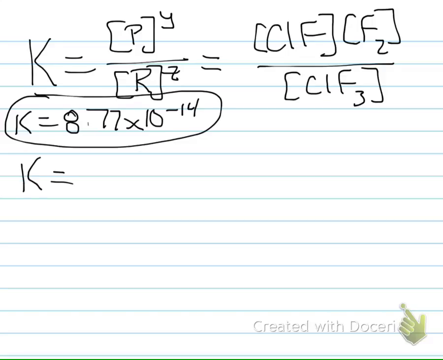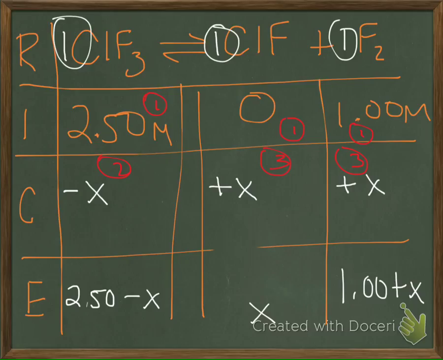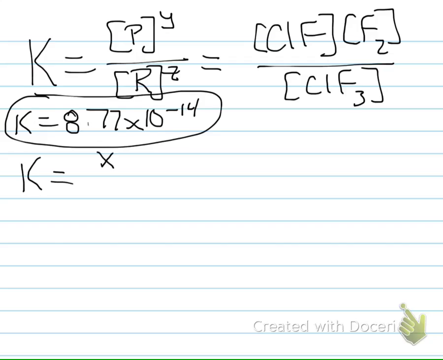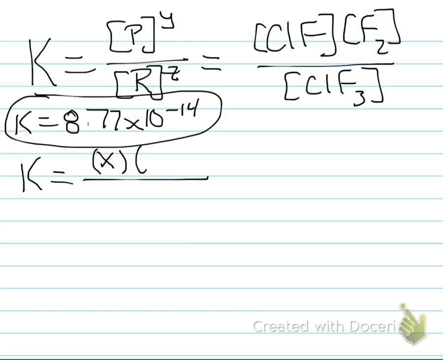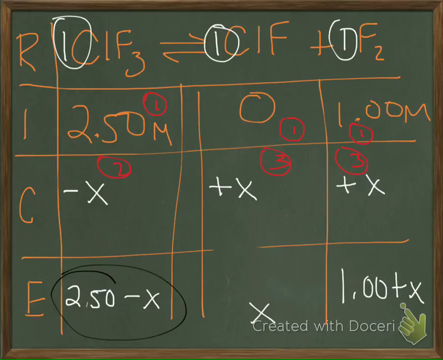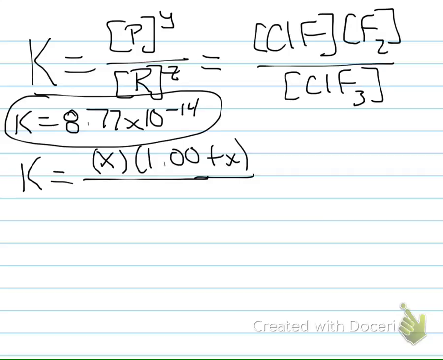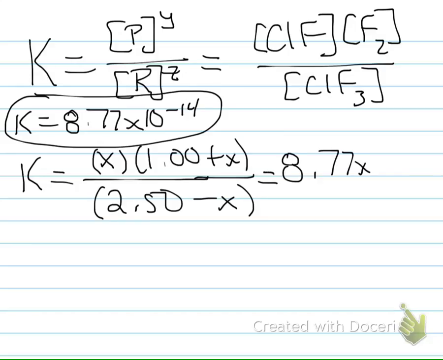So K equals the ClF, which was just x, and I'll put it in parentheses, times the F2, which was 1.00 plus x, over my ClF3, 2.5 minus x, and I will plug in the value now for K, which is equal to 8.77 times 10 to the negative 14th.